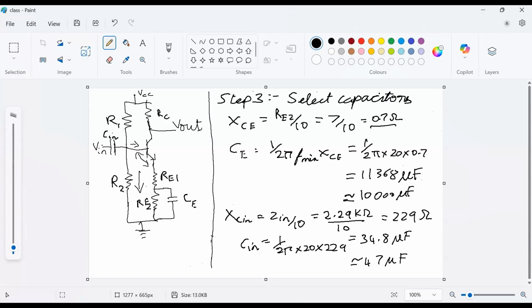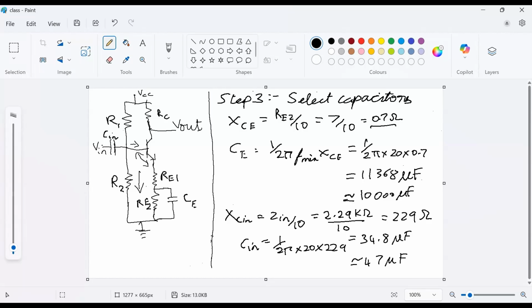From this 0.7 ohms, we need to calculate the capacitance required to provide this capacitive reactance. So for that we use the formula 1 by omega C, or 1 by 2 pi fC, and for f we substitute the minimum frequency for the input signal, which is 20 hertz. So using that we get 1 by 2 pi into 20 into 0.7, which gives a value of 11,368 microfarad, and to select standard values we are selecting a 10,000 microfarad capacitor.